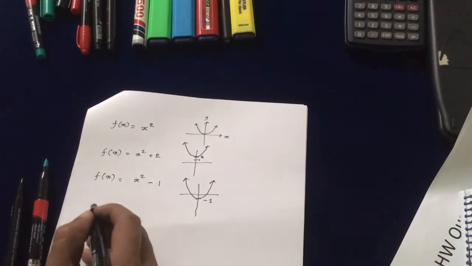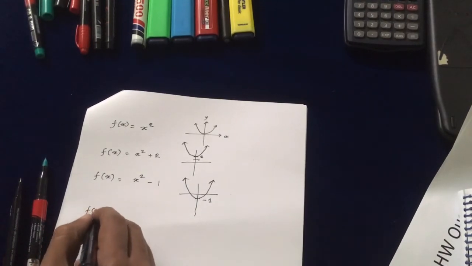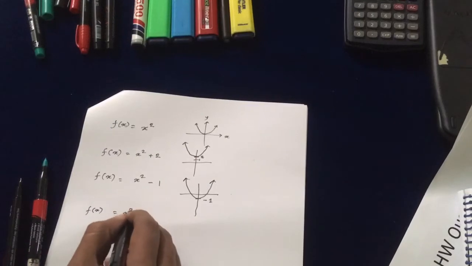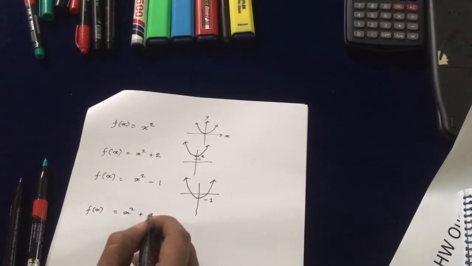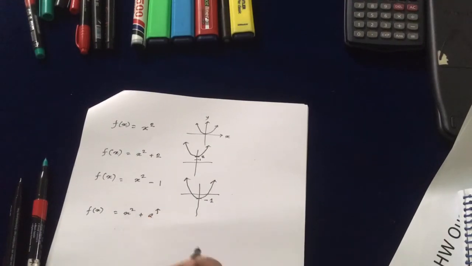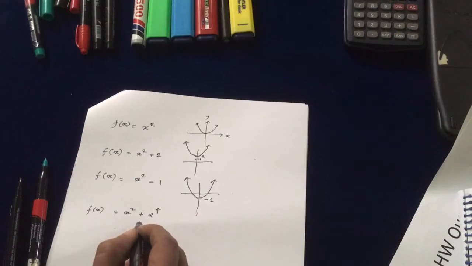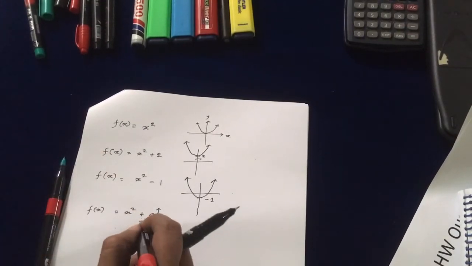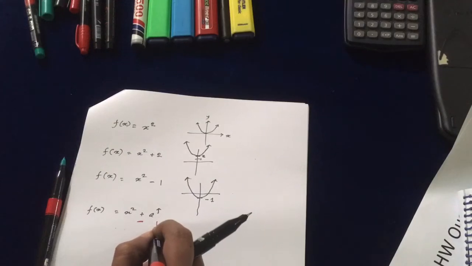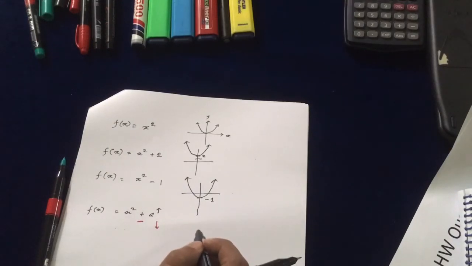So in general, now we can say if f(x) equals x squared plus any number, let's say a, for this number if it is plus, then it will go up the same units. If it is minus, then it will come down the same number that we have here. So this way we can look at this situation.